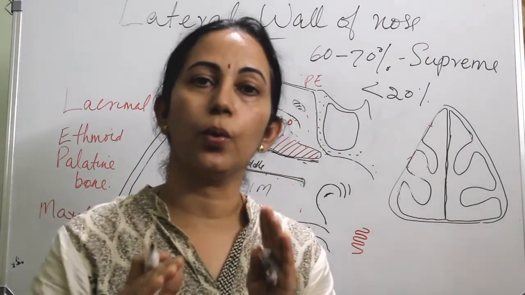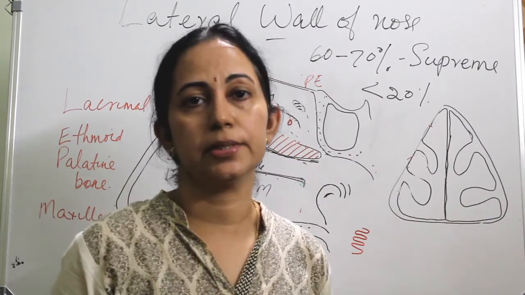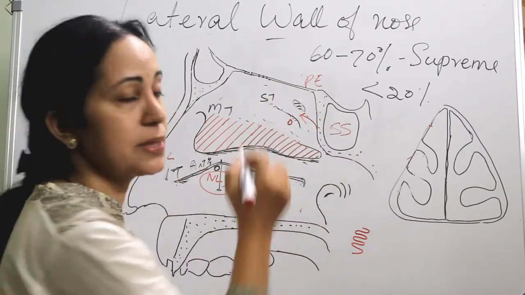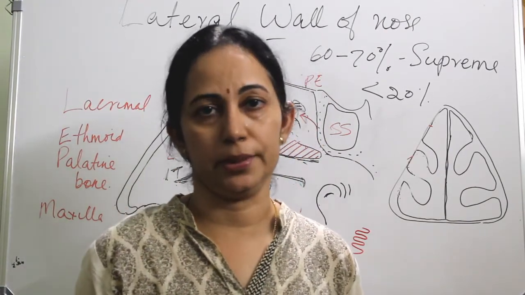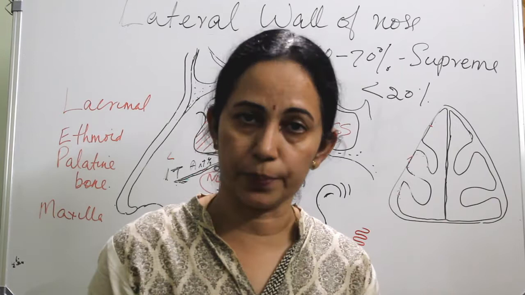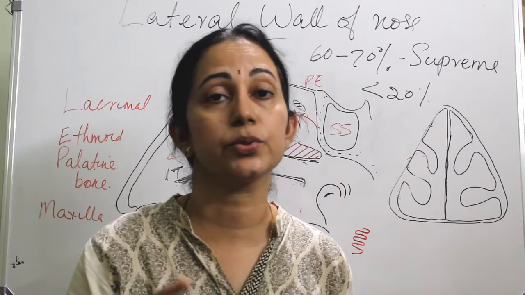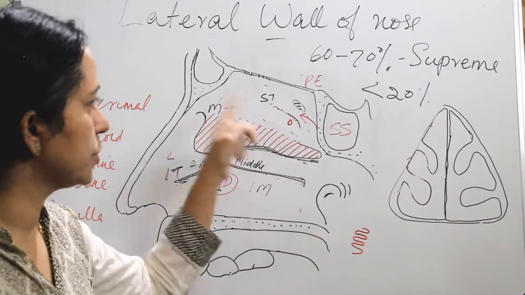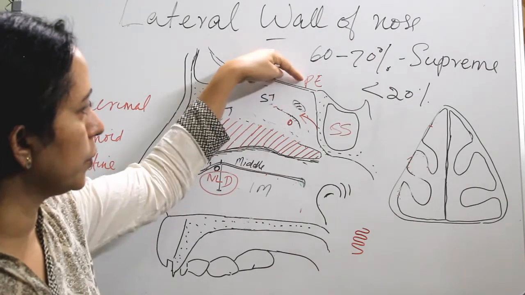So the posterior ethmoid opens into the superior meatus, which is lateral to the superior turbinate, and the sphenoid sinus opens into the sphenoethmoid recess, which lies medial to the superior turbinate. Don't get confused. So posterior ethmoids open into the superior meatus, which is lateral to the superior turbinate, and the sphenoid sinus opens into the sphenoethmoid recess, which lies medial to the superior turbinate. Okay. So the only structure opening into the superior meatus is the opening of the posterior ethmoid.